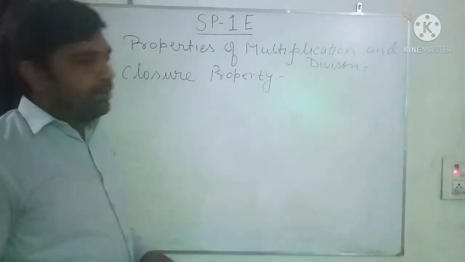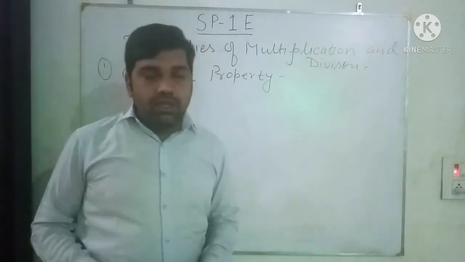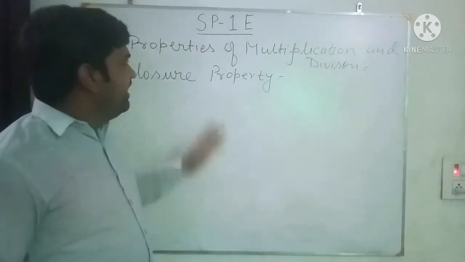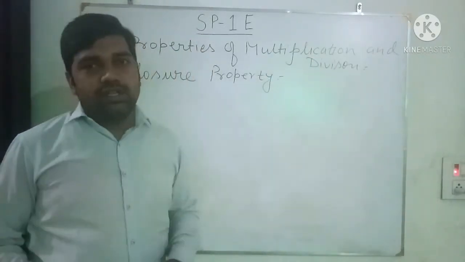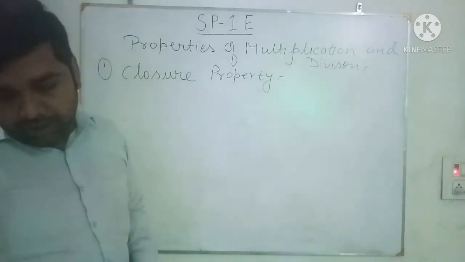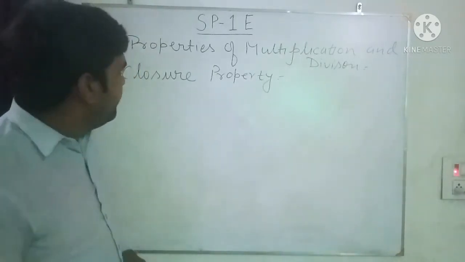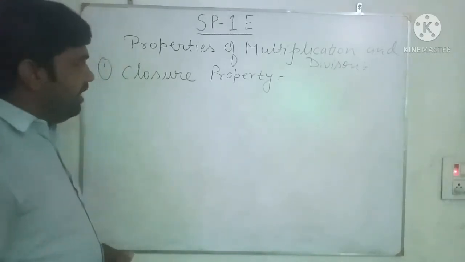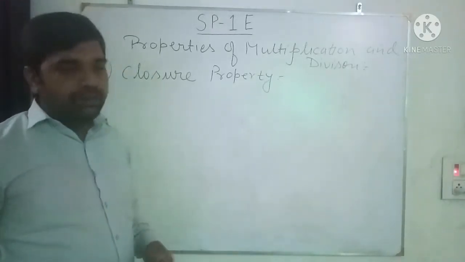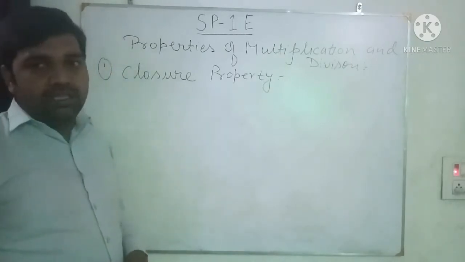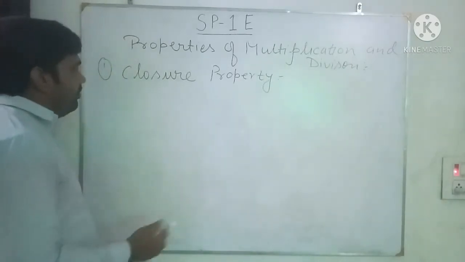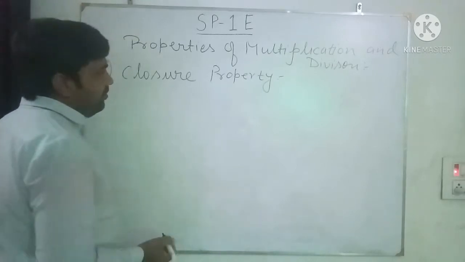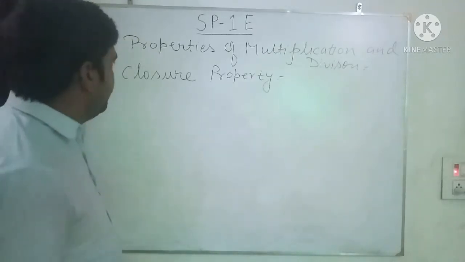What does the closure property say? If we multiply two integers, the product of two integers is also an integer. The product of two integers is always an integer. So if we take two integers, suppose a and b, such that a and b both are integers, their product will also be an integer. The product of two integers is always an integer, closure property.